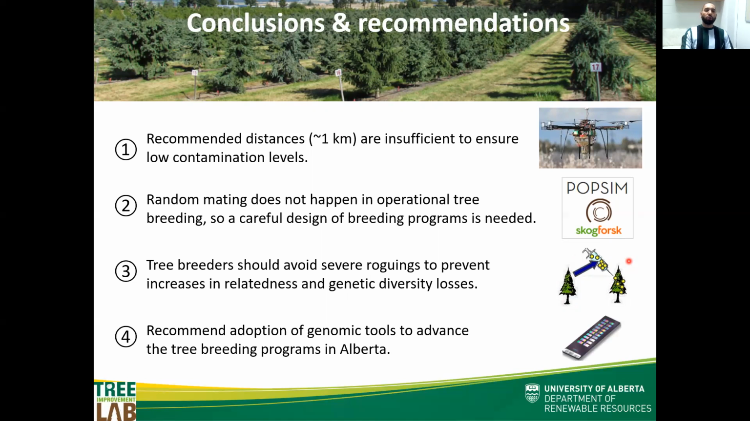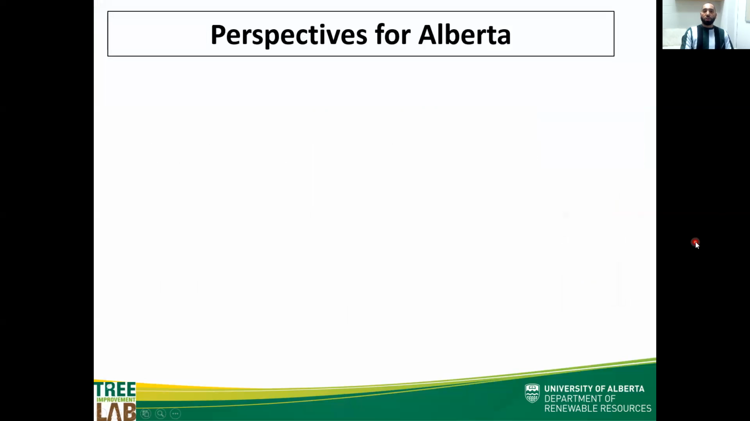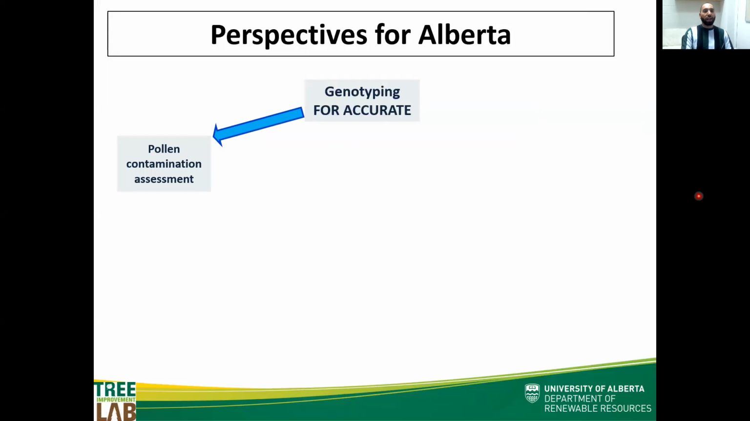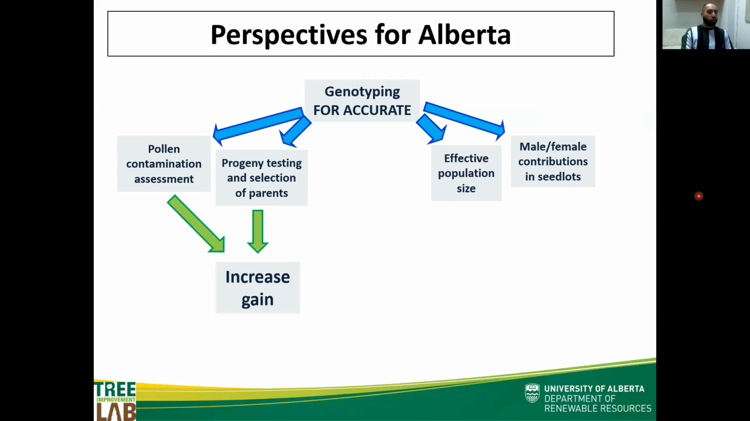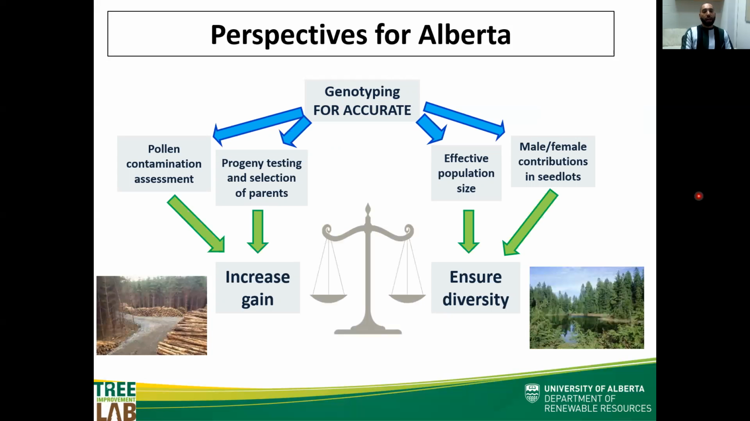And finally, we definitely recommend the adoption of genomic tools to advance the tree breeding programs in Alberta using SNP chips. So the perspectives for the different Alberta programs are the use of genotyping for accurate pollen contamination assessment, progeny testing and selection of parents, accurate effective population size calculations, understanding of contributions from males and females in seedlots, the first two to increase gain and the last two to ensure diversity to follow the public policies in Alberta and to have a balance between gain and diversity.